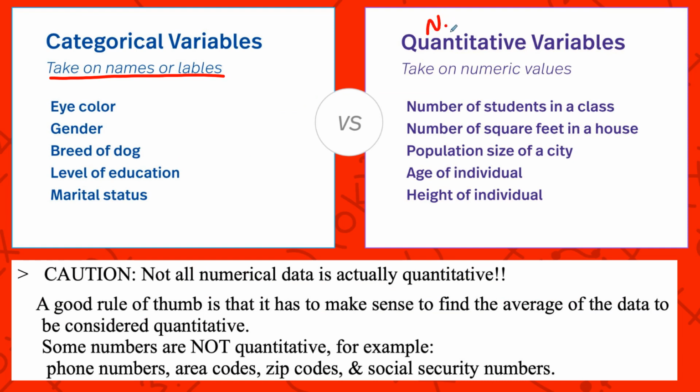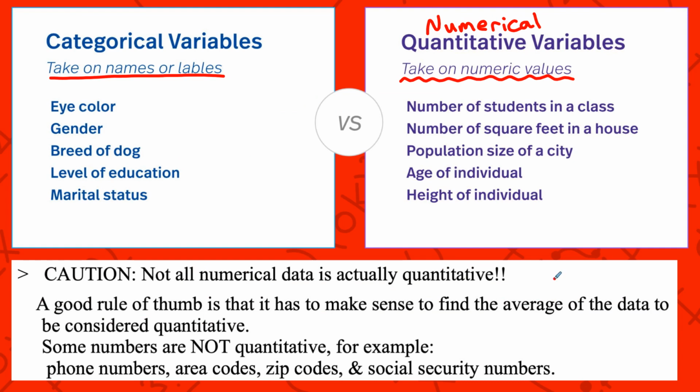Quantitative, this is also known as numerical. And here are some examples of numerical, but they take on numeric values. So the answer to the question is a number. Number of students in this class, number of square feet in a house, et cetera. Here's where we should be careful. So where it says, I'm just going to get this out of the way a little bit.